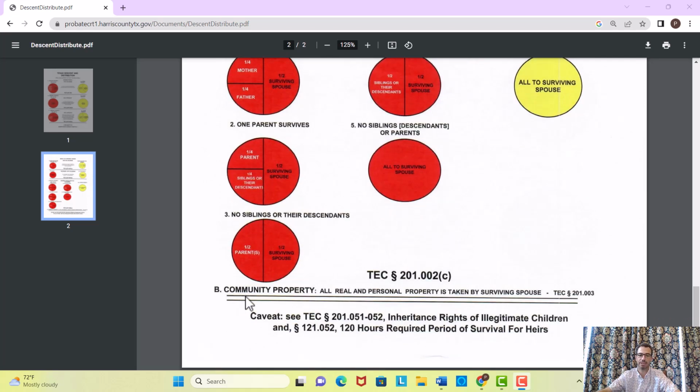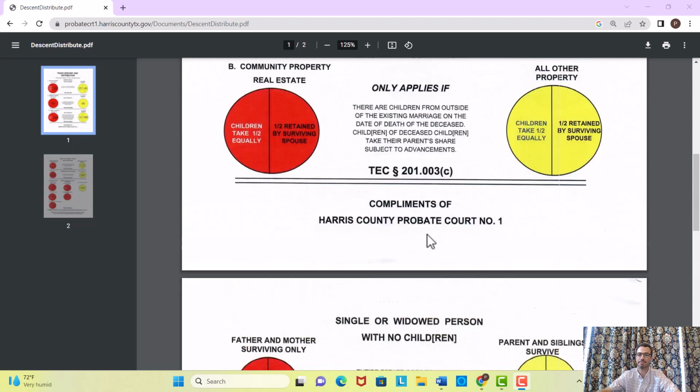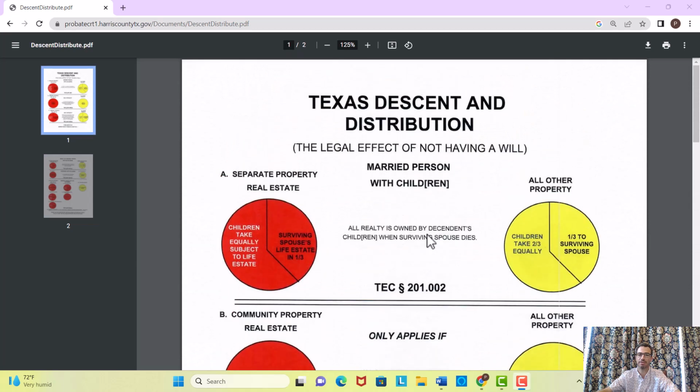And then the final section is community property, where someone doesn't have children, all of it is taken by the surviving spouse. So Texas intestacy is extremely complex. If you have any doubts or questions, you need to call a good probate attorney. Hopefully this has been instructive in going over the chart that our law firm uses predominantly to quickly reference the Texas Estates Code and intestacy laws when someone dies without a will.